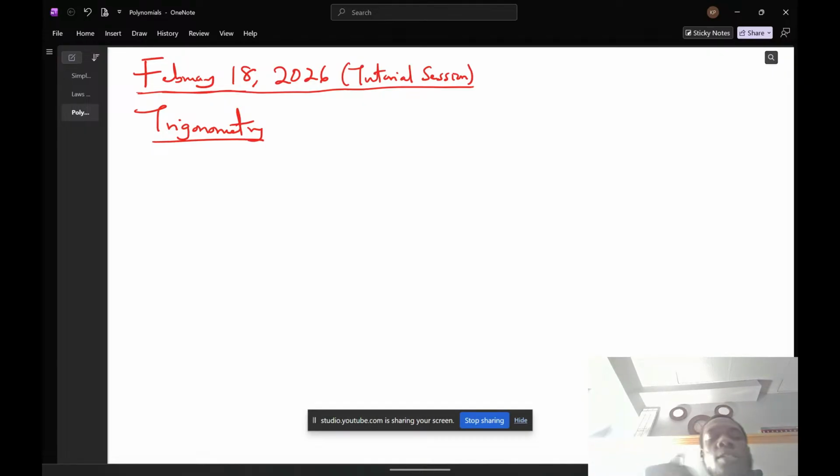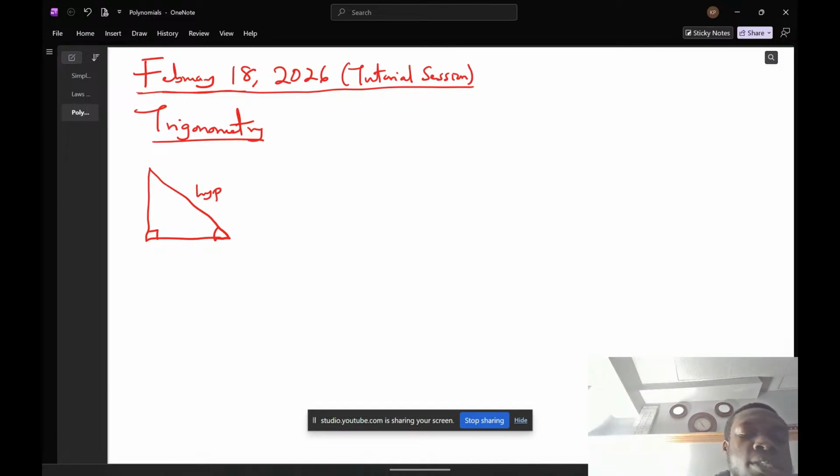So in this case, I'm going to draw a right angle triangle like this. We know that the side facing the right angle, 90 degrees, is the hypotenuse, which is always the longest side. The side facing this angle is opposite, and then we have adjacent, right? And in trigonometry, we have something we call SOHCAHTOA.